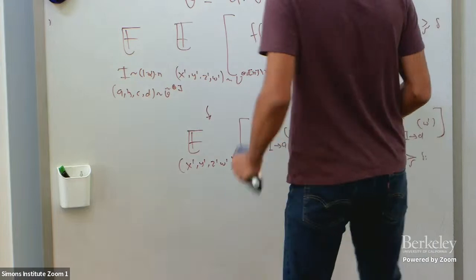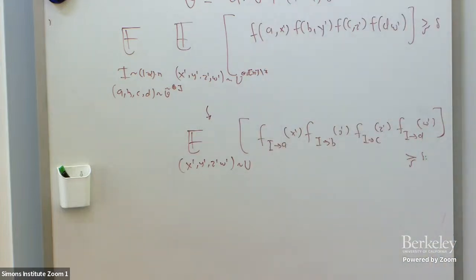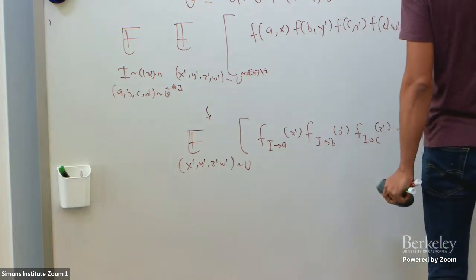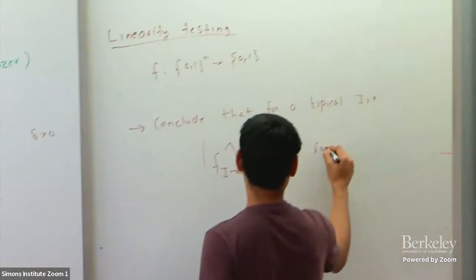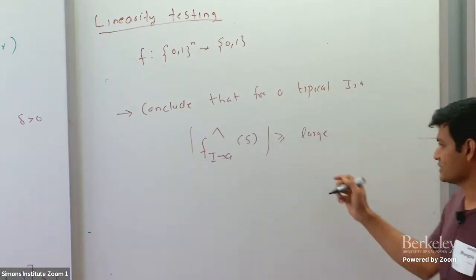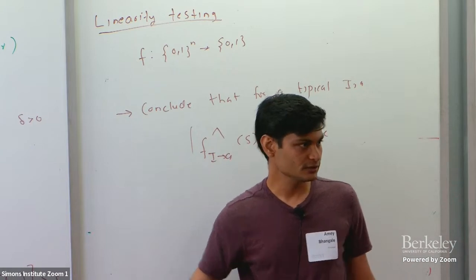From this we can conclude, let me write it. So from this we can conclude that for a typical I and A, it is large. And this is again the standard linearity testing analysis.